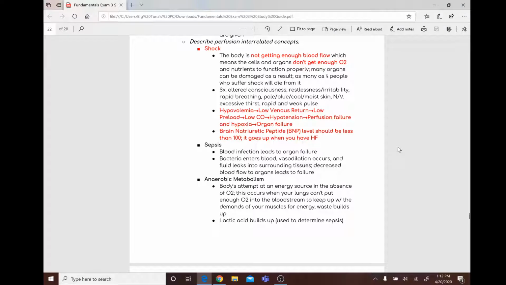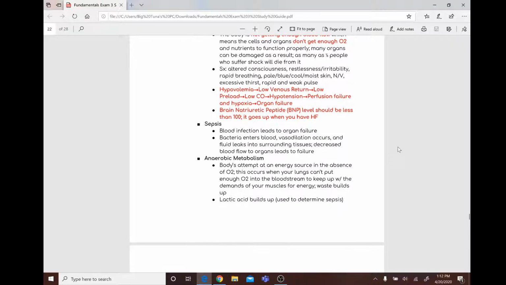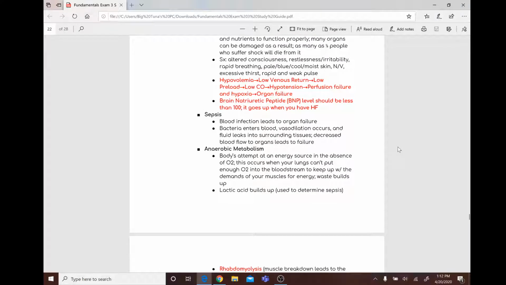Hypovolemia leads to low venous return, to low preload, to low cardiac output, to hypotension, to perfusion failure, hypoxia, and organ failure. What is the value of BNP? Less than 100. When will it go up? Heart failure.